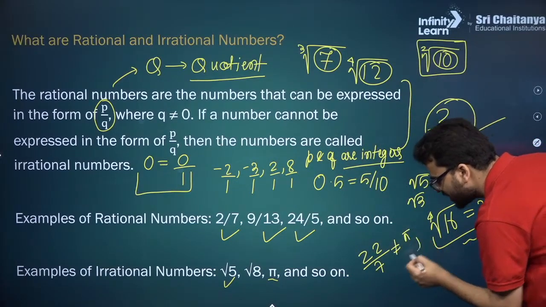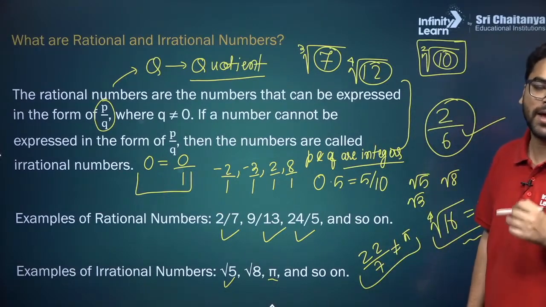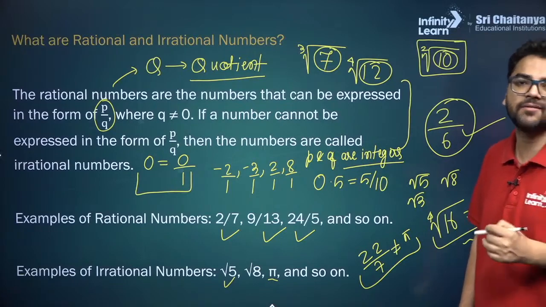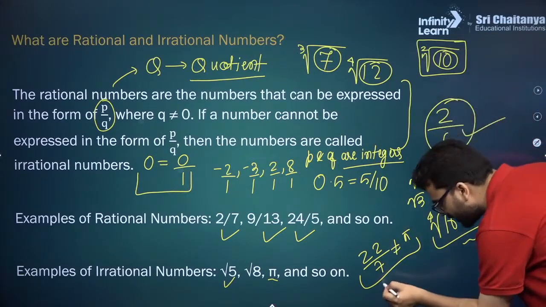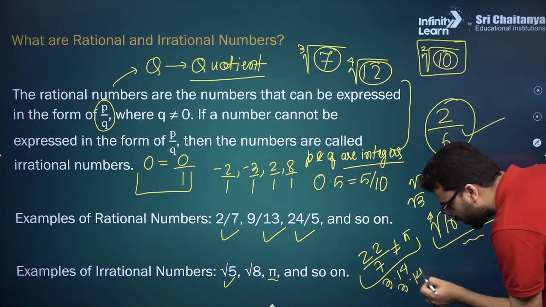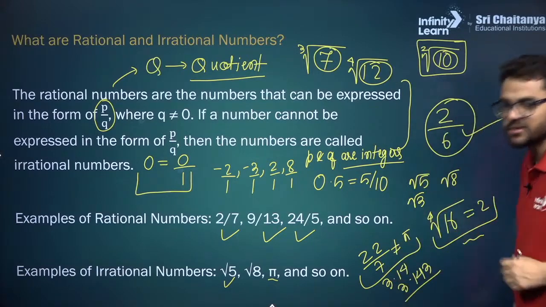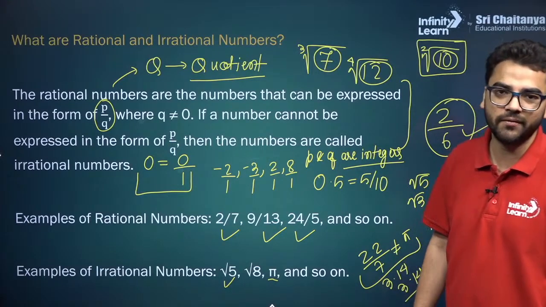22 upon 7 is just an approximate value of pi for calculation purposes. You can never find the exact value of pi because that is an irrational number. So 22 upon 7, 3.14, 3.143, all of these are approximate values of pi for calculative purposes. I hope that is clear to everybody.